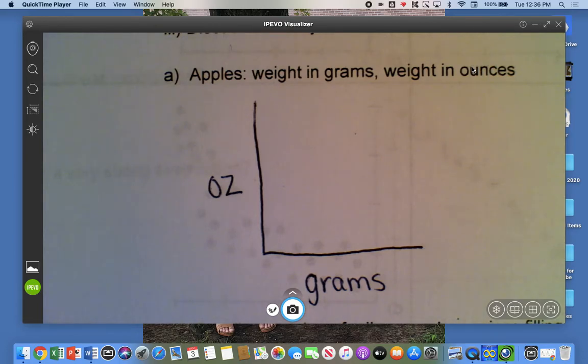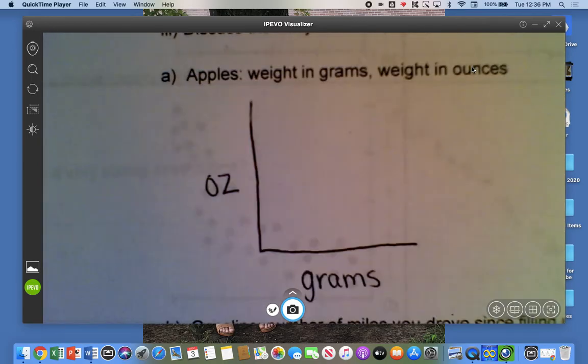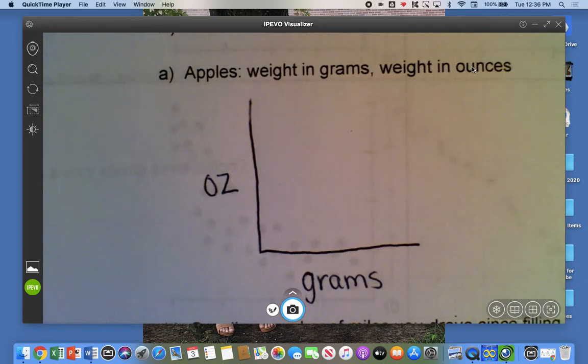So we just answered part A. Which one would you use as an explanatory variable? Which one would you use as a response variable, and why? The answer is it doesn't matter which one goes where. Now, what would you expect the scatter plot to look like? If the weight increases in grams, what's going to happen to the weight in ounces? It's going to increase.